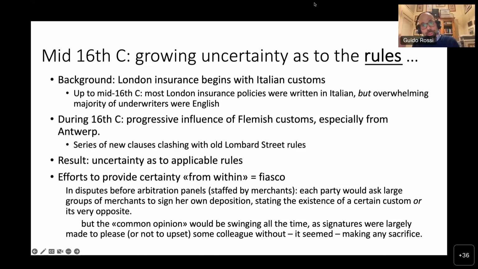But if you are the insured, you'll do the same thing, only asking other merchants to sign that such and such custom does apply in London. In other words, each party begins to gather a number of signatures in favor of his position about the applicable rules at any given time. And this fuels the chaos. So instead of providing more certainty, this way of asking other people a favor, sign my document please, actually backfired in the long run.